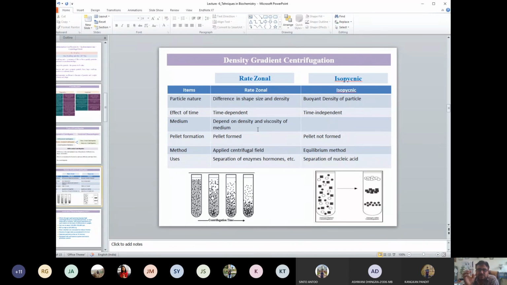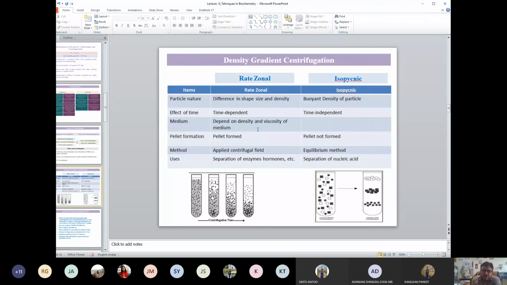Effect of time. In case of rate zonal, as I told earlier, it is time dependent. So with the increase in time, the pelleting will go on increasing, and it will become more compact, more layered, more hardened. Whereas in case of isopycnic, it is time independent. So the length of duration of centrifugation hardly affects the outcome.